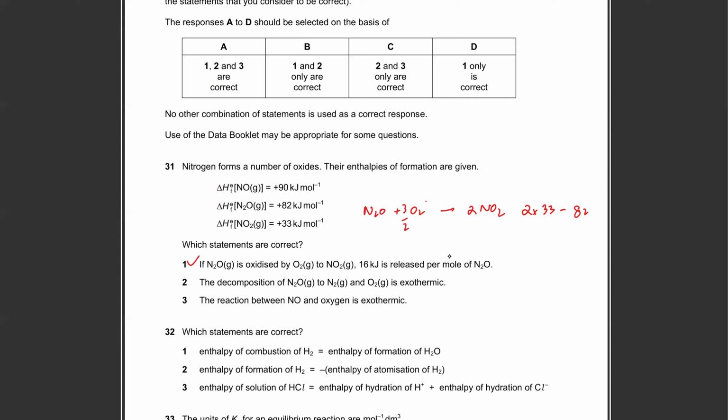Now the other one, he says the decomposition is exothermic. Yeah, it's exo. So it's basically the reverse of formation, right? It's turning back into its element. So N2 instead of forming, it's decomposing. So that's minus 82. So that is exothermic. The reaction between NO and oxygen is exothermic.